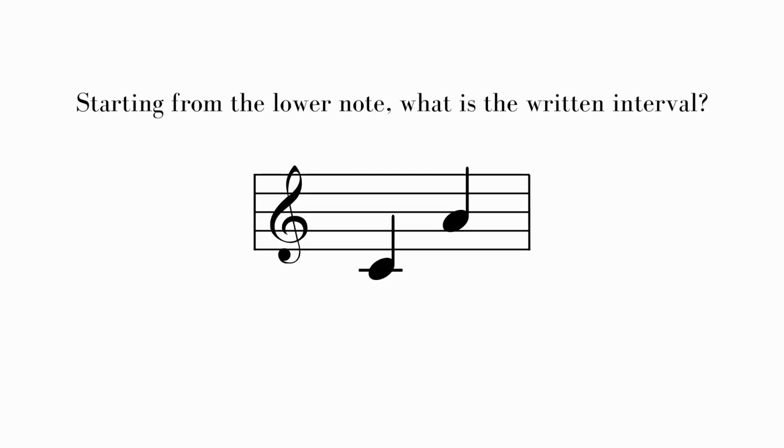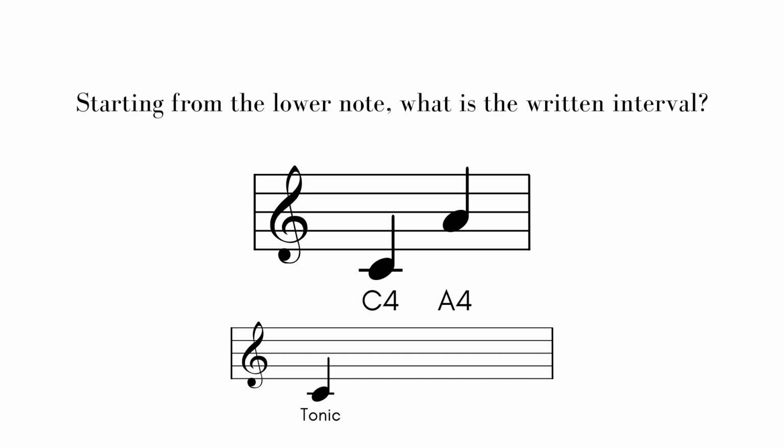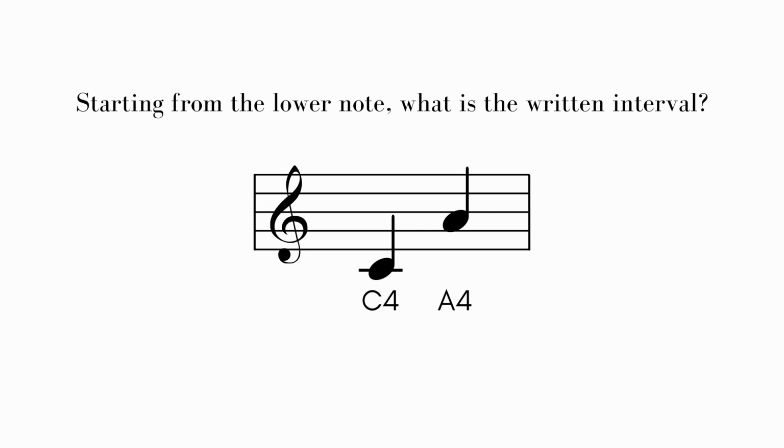First, let's identify the starting note. Since we learned how to read both treble clef and bass clef in previous videos, we can identify that this is a C in treble clef. If we want to get more specific, we can say that this is C4. Next, we will identify the note above C4. Again, since we know that we are in treble clef, this is A. More specifically, A4. Now, all we have to do is figure out the interval. Since we know we are starting from C, we will use C as our tonic. We know that A is the 6th scale degree in C major, so the interval here is a major 6th.